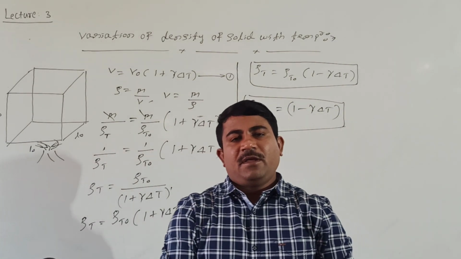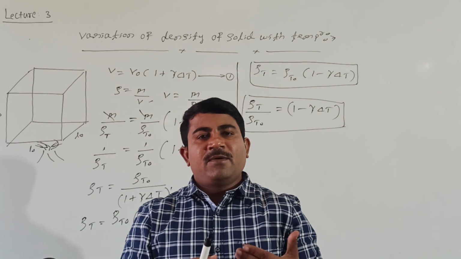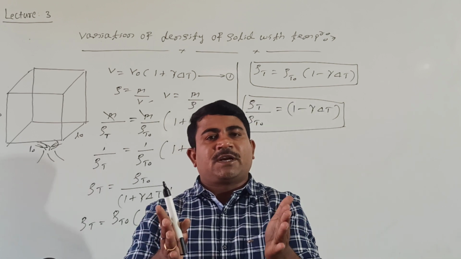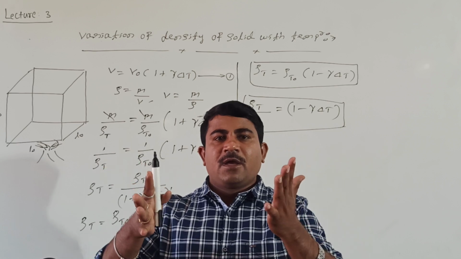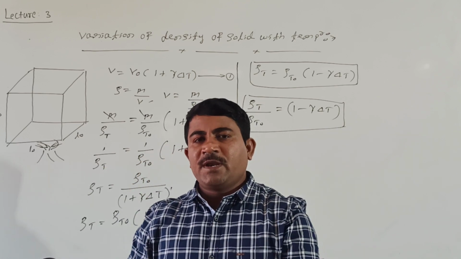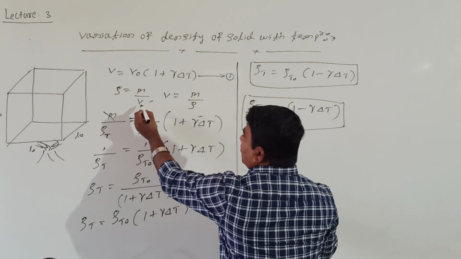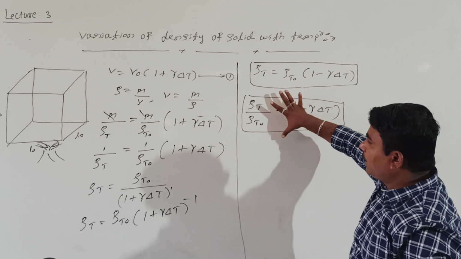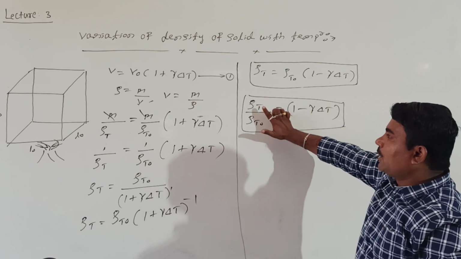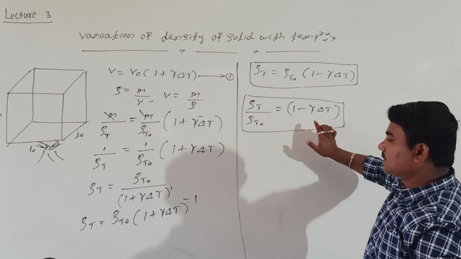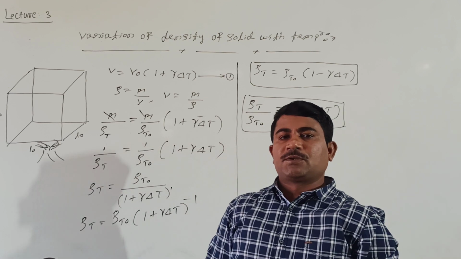Whenever heat is provided, temperature changes, and the solid expands. Solid expands means its volume increases. Wherever volume increases, the density must decrease. Change in density can be given by this formula: the ratio of density at temperature T divided by density at temperature T naught is equal to 1 minus gamma into delta T.